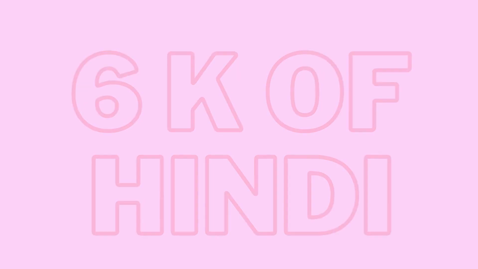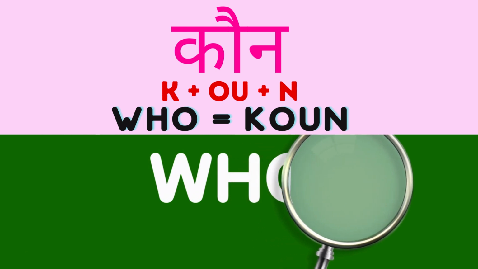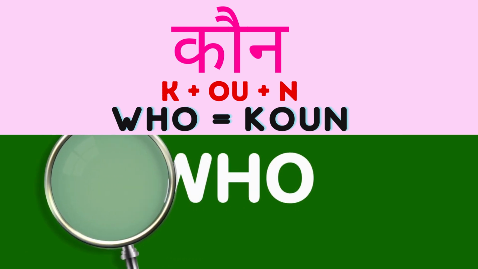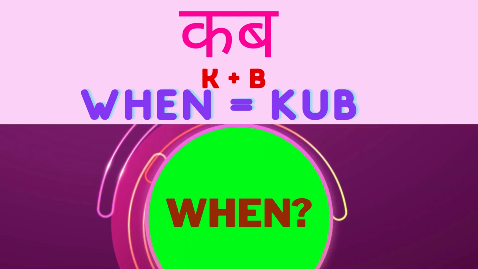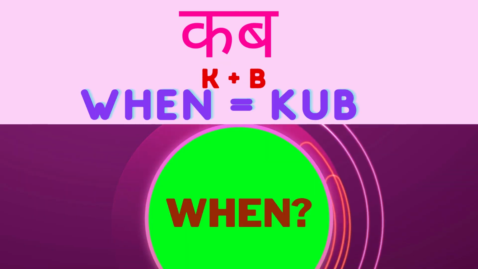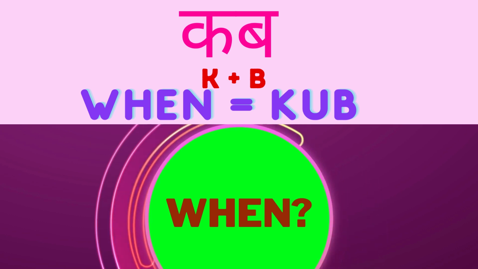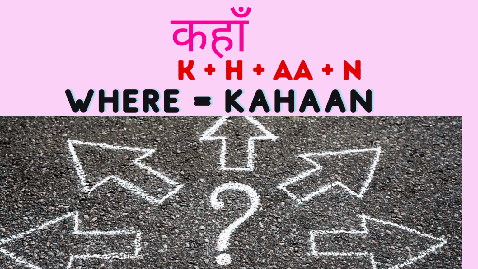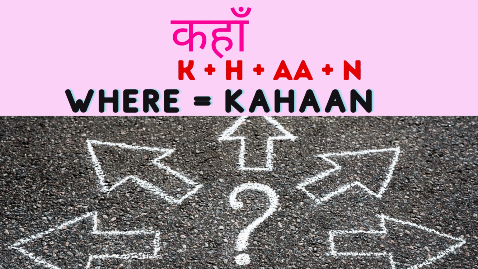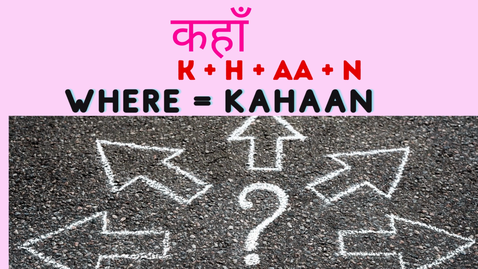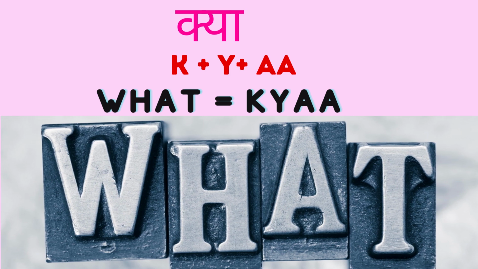The first one, the Hindi equivalent of the word who is kaun. It's pronounced as ka plus au plus na. Kaun. Then friends, the Hindi equivalent for the word when is kab. Ka ba. Kab. The Hindi equivalent for the word where is kahan. Ka ha a. Kahan.